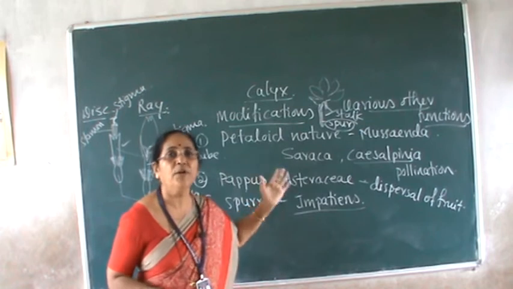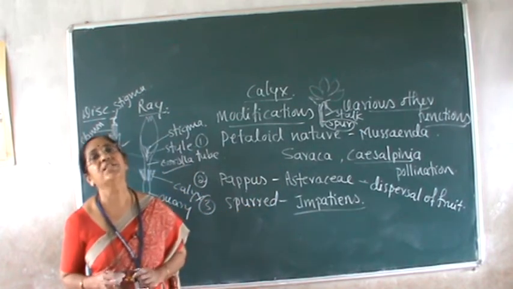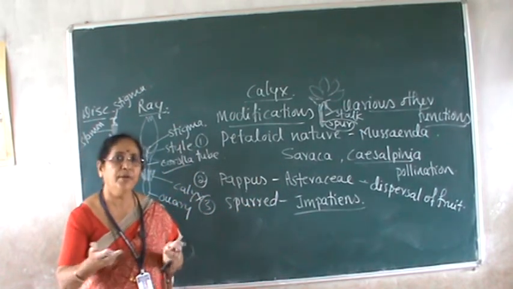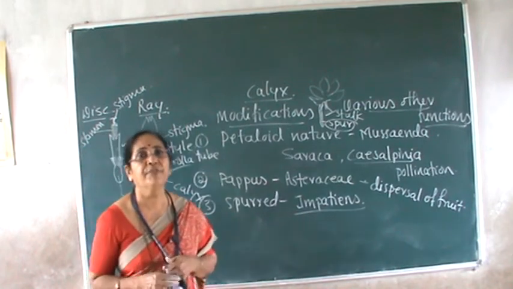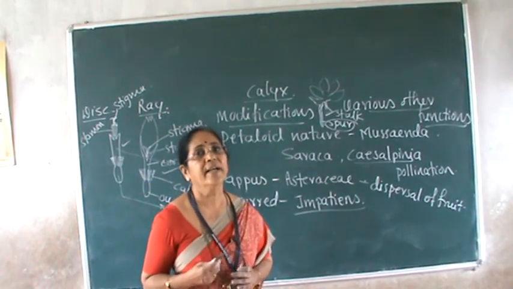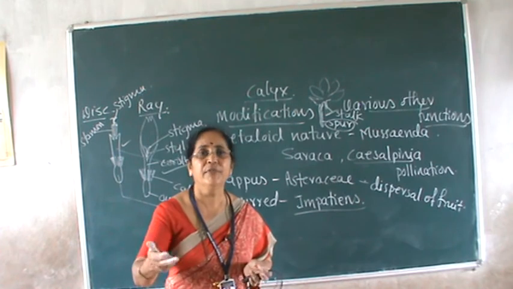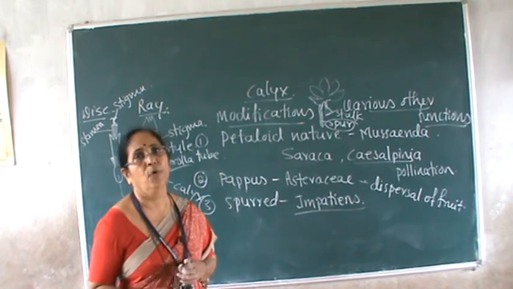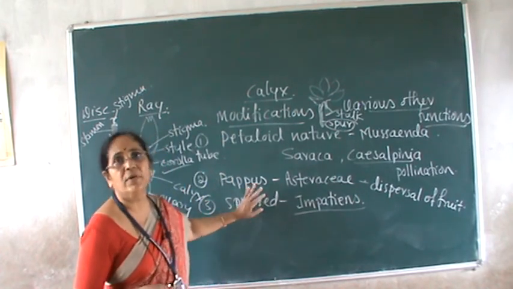And the last part of the description of the calyx must be the estivation. You know what estivation is and what the different types are, and you can write whether it is valvate, imbricate, twisted, quincuncial, and so on. So with this I finish the calyx part of the flower.